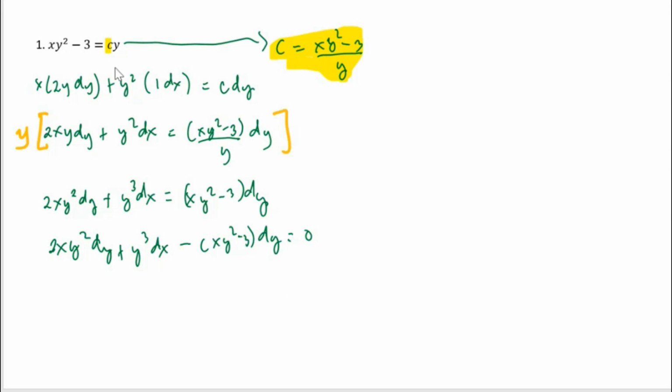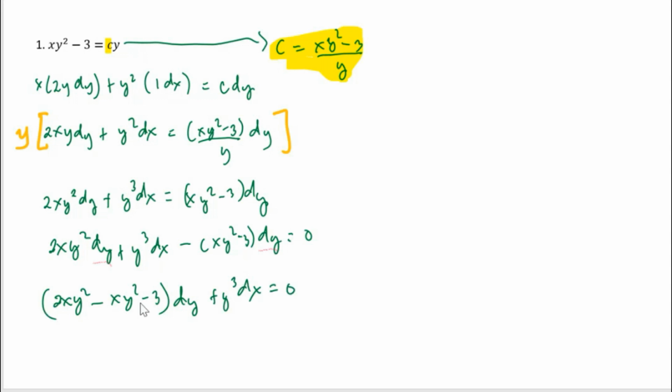Then after that, I will be combining like terms, such as 2xy squared dy and the quantity of xy squared minus 3 of dy. So if I'm going to combine that together, having a common factor of dy, I can write 2xy squared minus the quantity xy squared minus 3 of dy plus y cubed of dx is equal to 0.